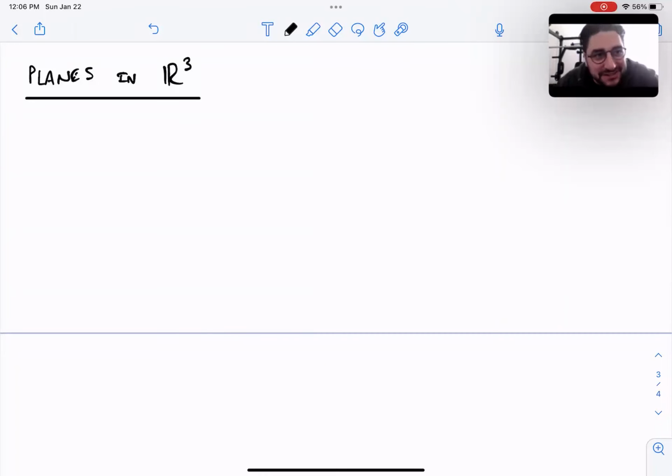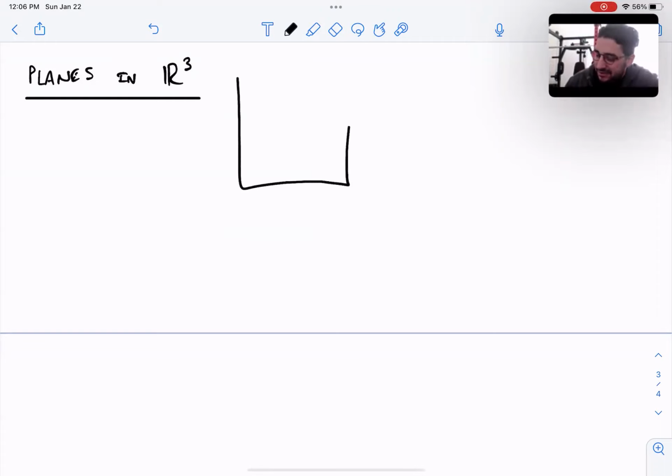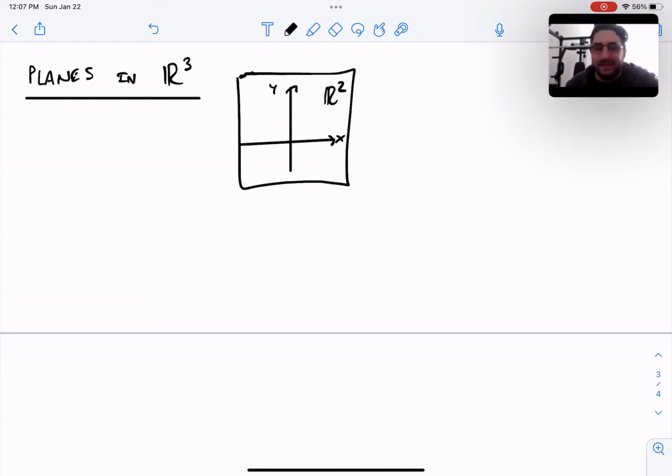All right, time for planes in R3, in three dimensions. So we have the XY plane, which is kind of our standard image of a plane, right? Your x-axis, your y-axis is R2, and now there are infinitely many copies of this geometric object in R3.